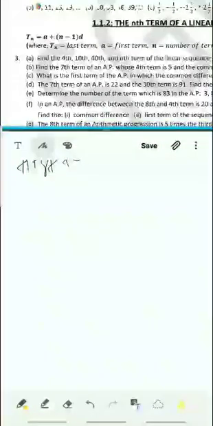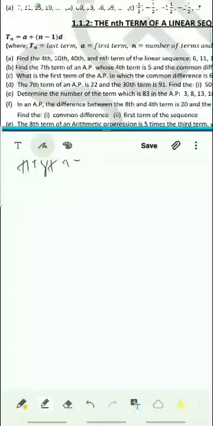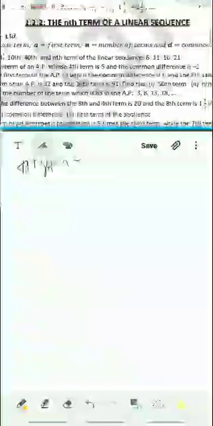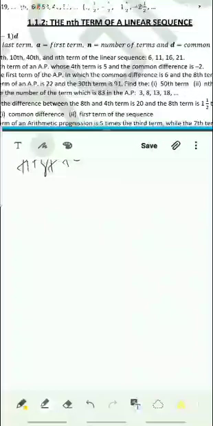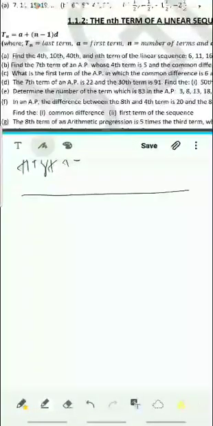Let's solve number 3a. Find the 4th, 10th, 40th, and nth term of the linear sequence 6, 11, 16, and 21. Okay. So now to get that, 3a.